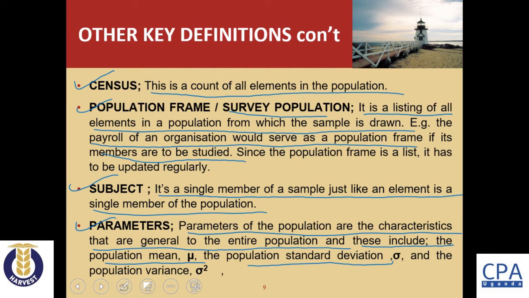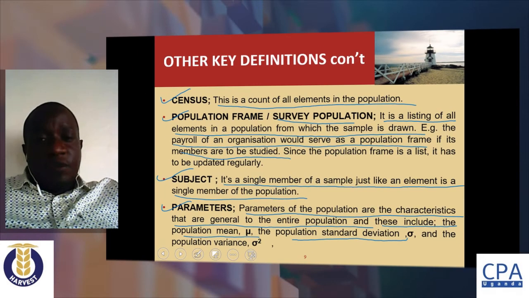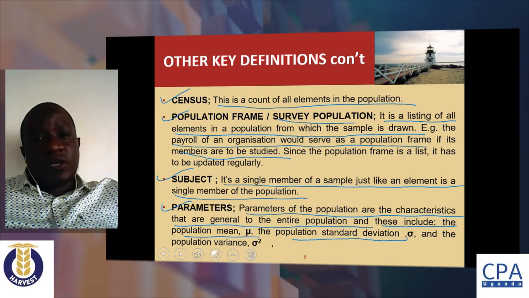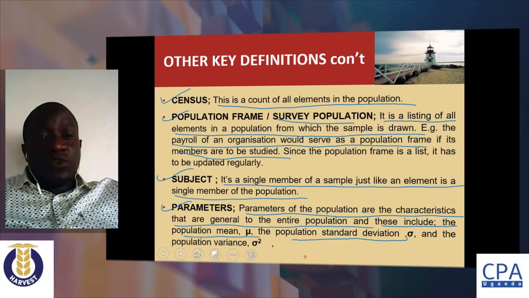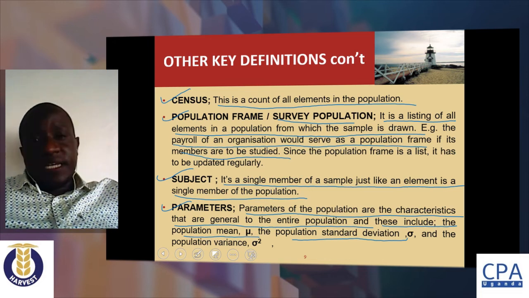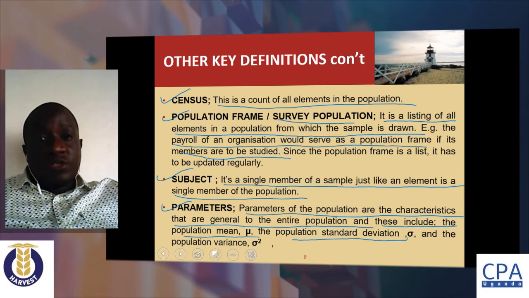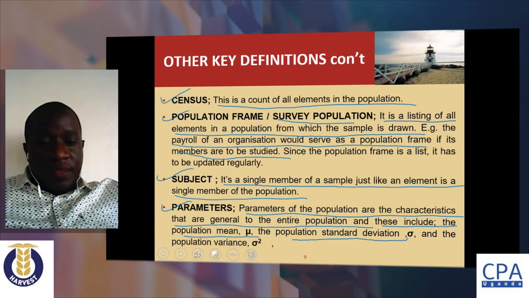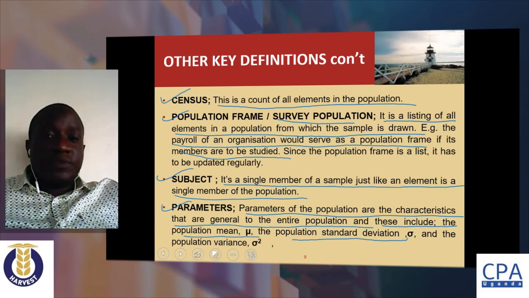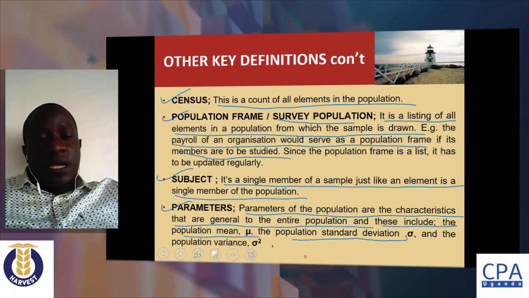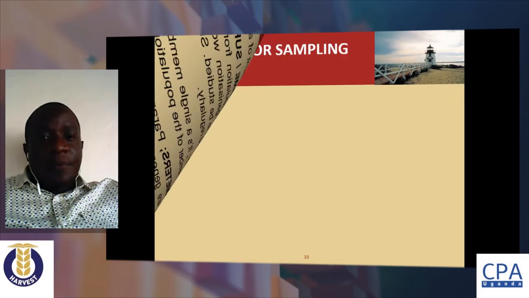Now, when we talk of parameters, of course we are talking about a number of things. We can talk about age, the color, the weight, the income levels. So a parameter, we simply take it as a characteristic that is general to the entire population. It can be the average age, the average height, the average weight. Okay, it can be the standard deviation of weight, standard deviation of height, and so on and so forth.